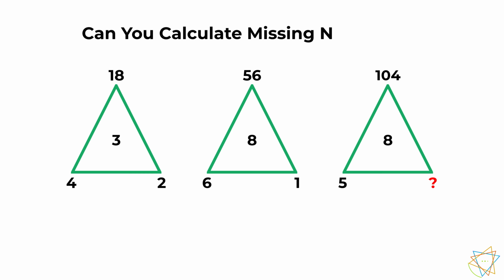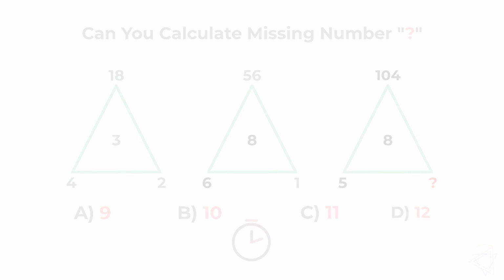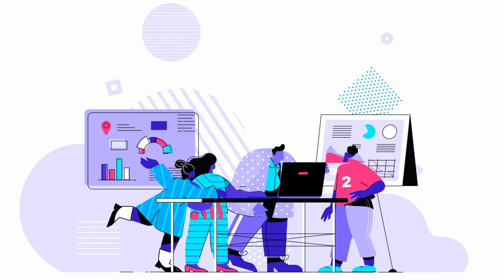You need to calculate the missing number. You have 4 different choices. Choice A, 9. Choice B, 10. Choice C, 11. And choice D, 12. Do you see the answer? Give yourself a little bit of time to make sure you can come up with the solution. Ready or not, I am going to move forward so we can solve this problem together.